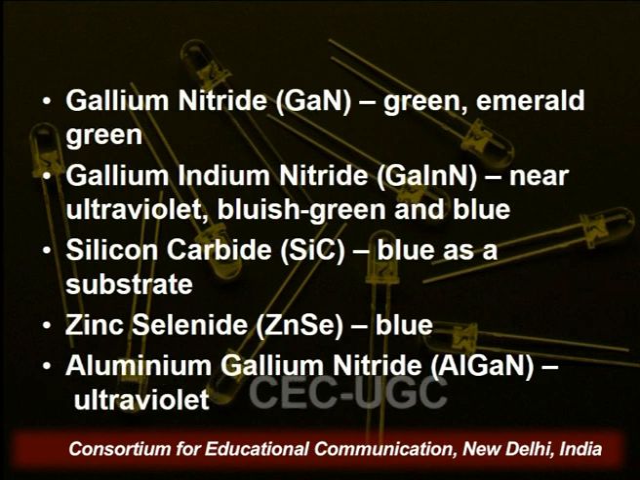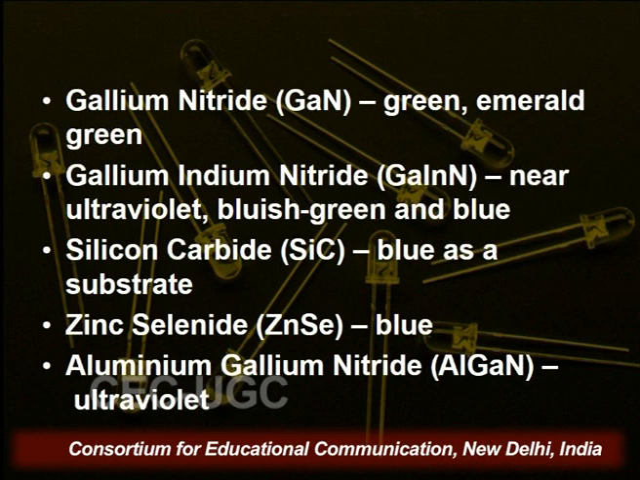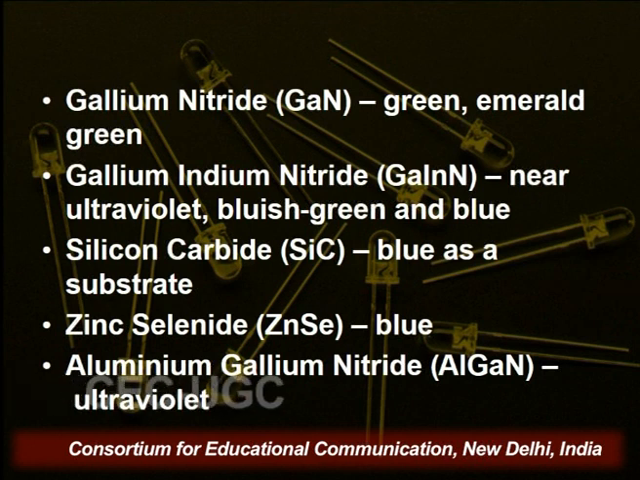Gallium nitride produces green and emerald color, and also near ultraviolet, bluish green and blue. These are the different colors we can get by using different semiconductor materials. Like zinc selenide produces the blue color. So when we require a blue LED, we dope selenide in zinc, ZnSe. Aluminum gallium nitride is also used in the ultraviolet region. So by using different types of semiconductors we can get different colored light.